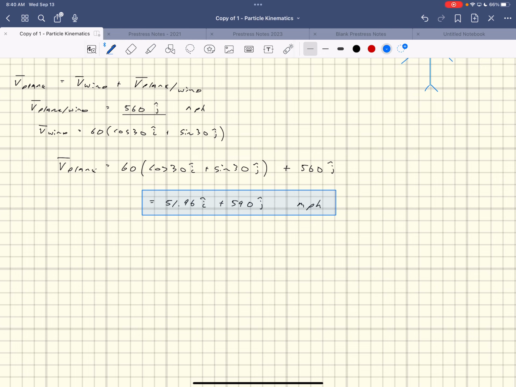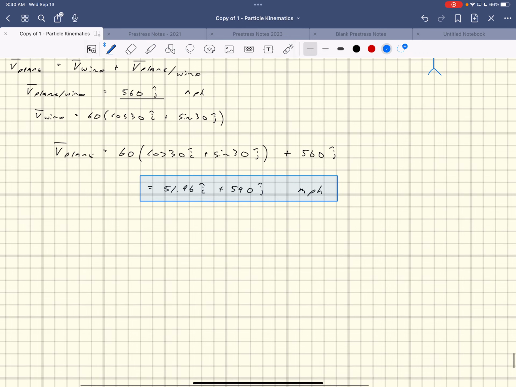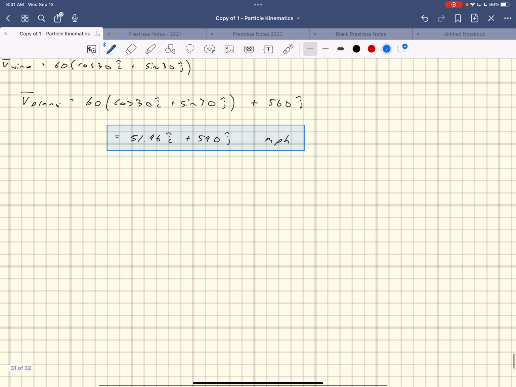And what it asks us is what the ground speed and course is. Not that we're aviators here, but the ground speed and course is the magnitude of the vector. This tells us everything we need to know. It's going 590 north, and it's got a small 51.96 horizontal component. In aviation, they have ground speed, so that'll be the magnitude of this. And then the course is how many degrees off north it's traveling. And so we'll finish it off like that.